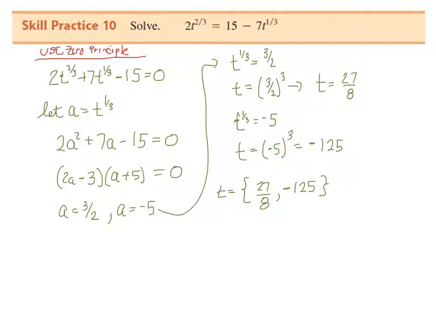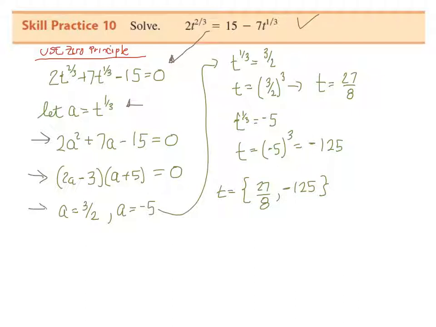Okay, so in practice skill 10, we have an exponent type of equation. 2t to the 2/3 is equal to 15 minus 7t to the 1/3. And we're going to use the zero principle to get it into this form. 2t to the 2/3 plus 7t to the 1/3 minus 15 is equal to 0. Now we're going to again let a equal t to the 1/3. So now we have 2a squared plus 7a minus 15 is equal to 0. That is factorable, and there are our factors, 2a minus 3 times a plus 5.